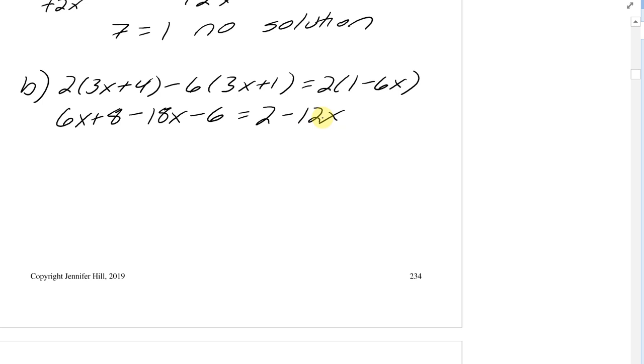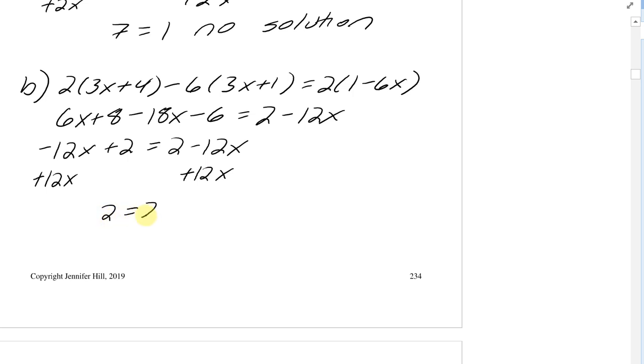If you're playing along at home, the first thing I want you to do is make sure that you distributed everything properly. So this should have been negative 18x minus 6. Just double check that or that's going to throw off your solution. From here I can collect my like terms. So this will be negative 12x plus 2 equals 2 minus 12x. You might already notice that these two sides are the same. But if I add the 12x to each side, I get 2 equals 2, so that's the same. So this would be infinite solutions.